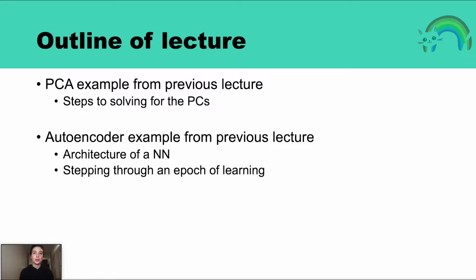So the reason why we do a linear transformation first is because it's really important to understand the steps of matrix decomposition before moving on to something more complicated, such as learning via neural networks.